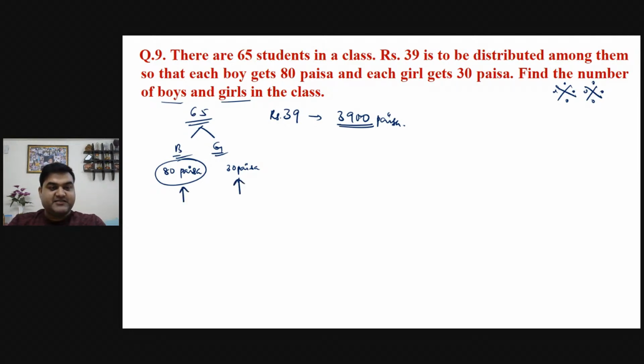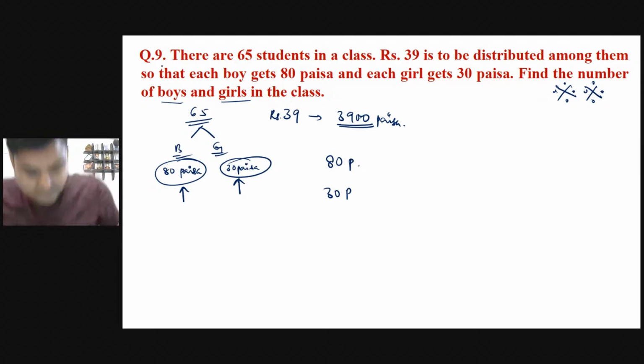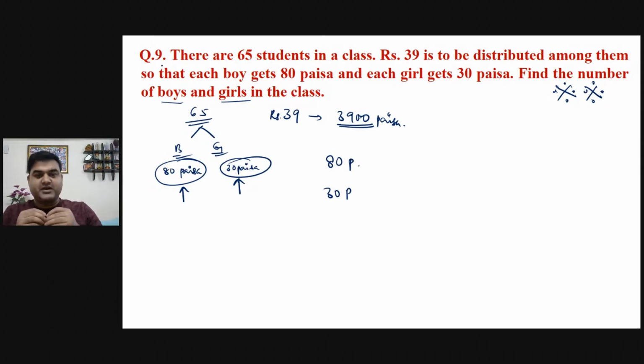One quantity is the 80 paisa one, another quantity is 30 paisa. What we have to find out is the number of boys. So 80 paisa we will write, and 30 paisa. Each boy gets 80 paisa, each girl gets 30 paisa, and we do not know the number of boys and girls, such that the total number of students becomes how much?